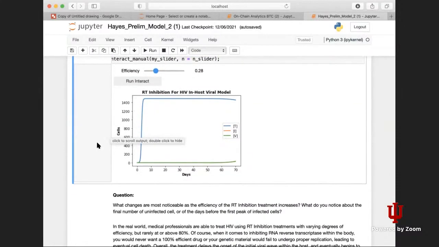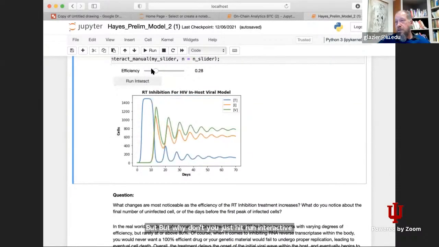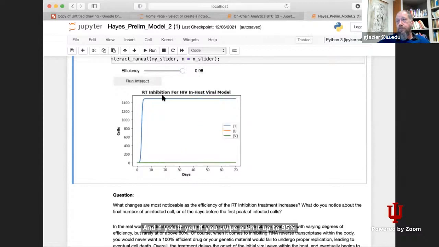But why don't you just hit run interact again so we can see that. Okay. And if you slide it up to 95%, what happens? So that abolishes it.